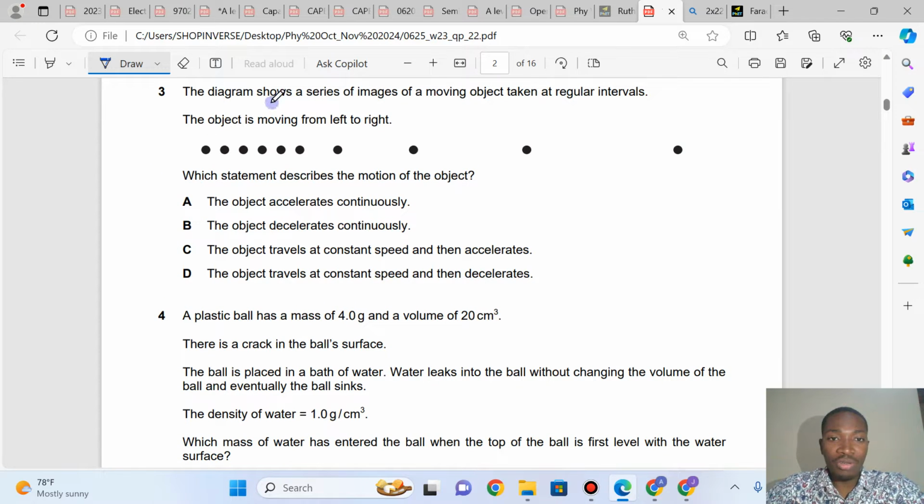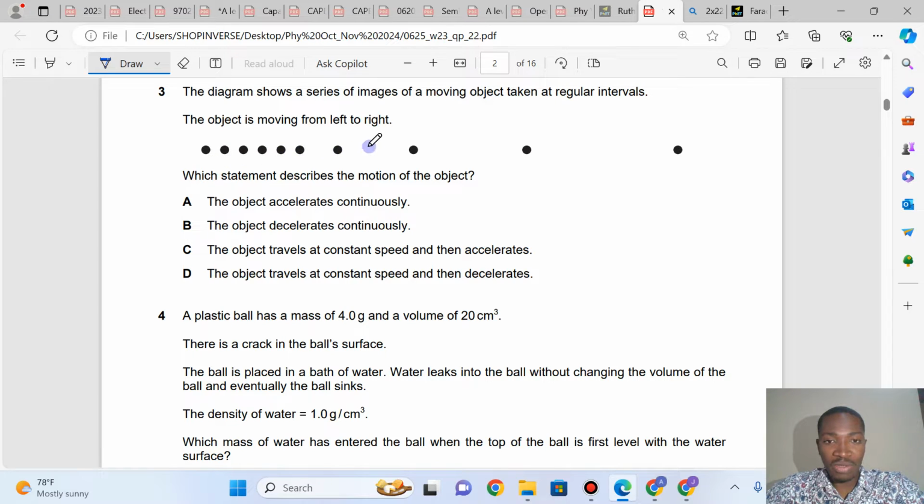The diagram shows a series of images of a moving object taken at regular intervals. The object is moving from left to right. Which statement describes the motion of the object? Take note of the spacing between the dots. The spacing looks equal, okay, from here to here. 1, 2, 3, 4, 5, 6. From dot number 1 to dot number 6, the spacing looks equal.